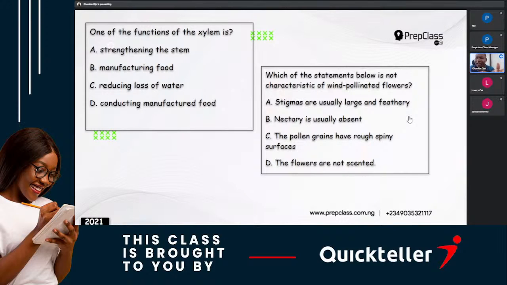Then D, the flowers are not scented. That one is correct. For wind pollinated flower, they don't need scent. So the correct option is C. The pollen grain have a rough spiny surface is a characteristic of insect pollinated flower. So A, B, and D are characteristics of wind pollinated flower. Why C? The pollen grain having a rough spiny surface is a characteristic of an insect pollinated flower. Thank you. Next question.